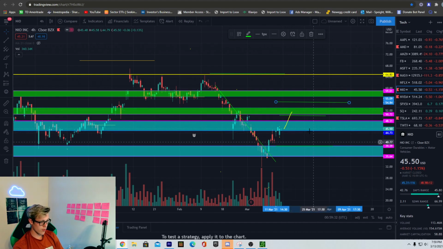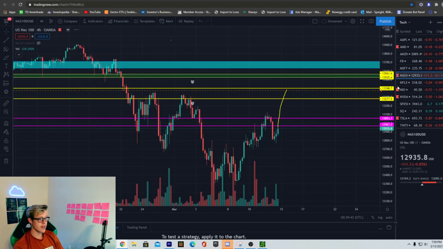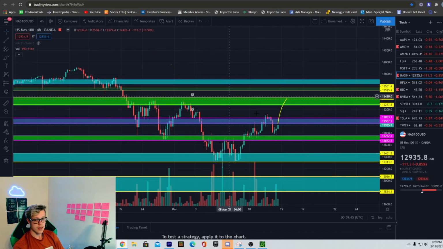So this is the move we're looking at for this week. This is the volatility that we have priced in. So nothing too huge. Now, as I mentioned in other videos that I posted about NIO, NIO's been following the NASDAQ. So it really depends on how the NASDAQ is going to do this week.